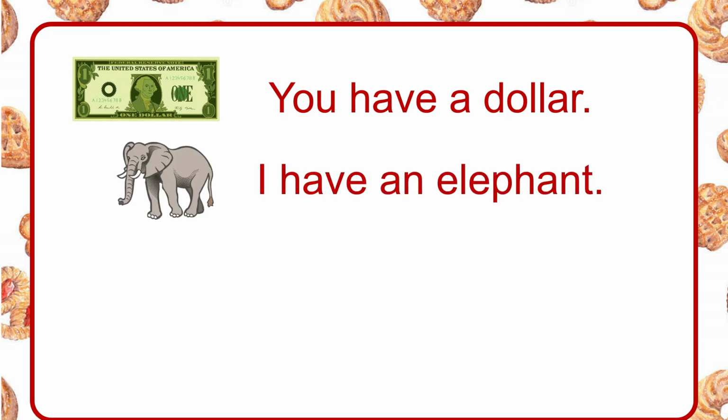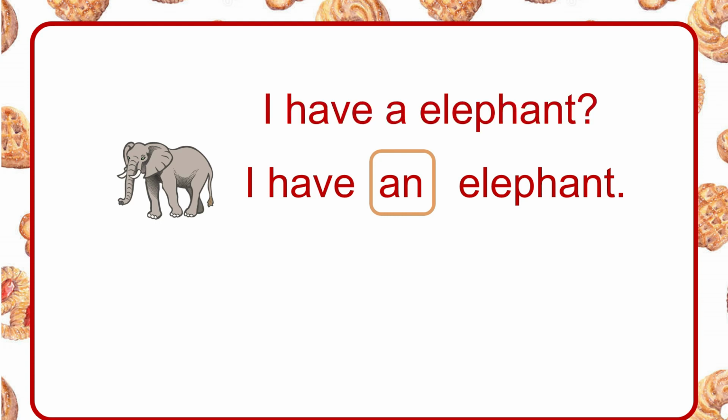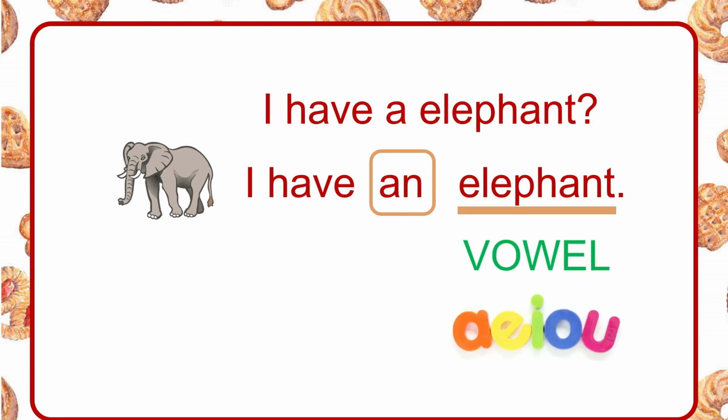So you have a dollar, cool. But I have an elephant, which is cooler. But wait, I have an elephant. An elephant? Why? Why not I have a elephant? Okay, because elephant starts with a vowel. That is A, E, I, O, U. That's it. Full stop. That's the difference.